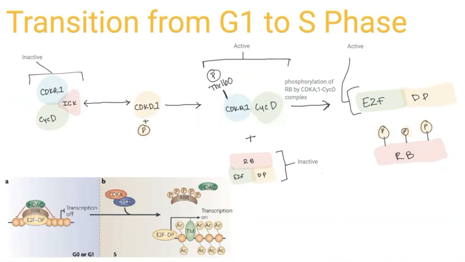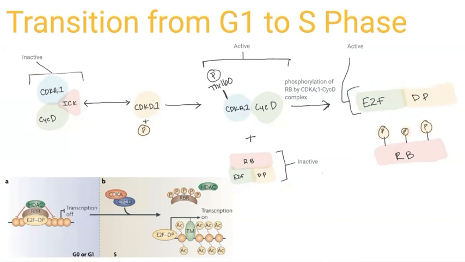At this point, the RB is bound onto the E2F-DP complex, which are two transcription factors that help turn on, basically promote, transcription of specific genes that help progress into the S phase. The CDK-cyclin complex is going to phosphorylate the RB molecule, and in doing so it unbinds the two molecules that were once held together. So we have a liberated E2F and DP complex, and that's going to turn on transcription.